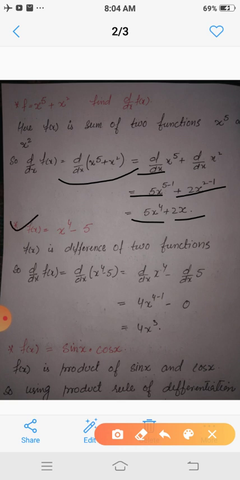Now another one is f(x) equals x raised to power 4 minus 5. Clearly it is the difference of two functions, one x^4 and the second one 5.